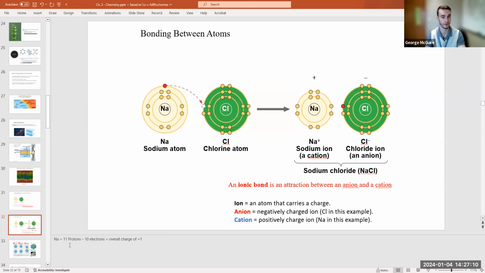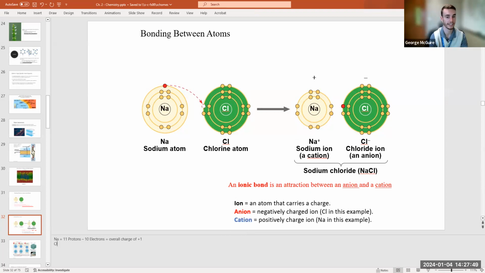So anyways, since sodium started with 11 protons and 11 electrons, it gave away its electron, so it now has one more proton than it does electron, and so it has one more positive charge than it does negative. So sodium in this bond has now become a positive ion. An ion is any element that is carrying a charge. Sodium gave away an electron and now has a positive charge. A positively charged ion is referred to as a cation. So cat with a T, you could think of that T as a plus. Cations, T is a plus, have a positive charge.